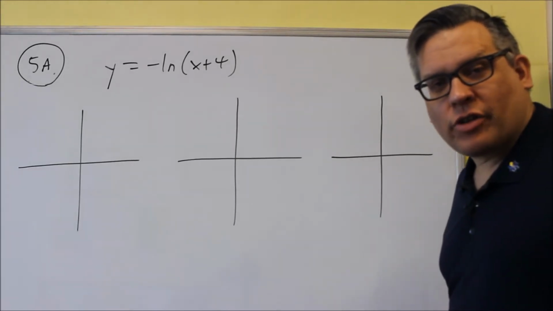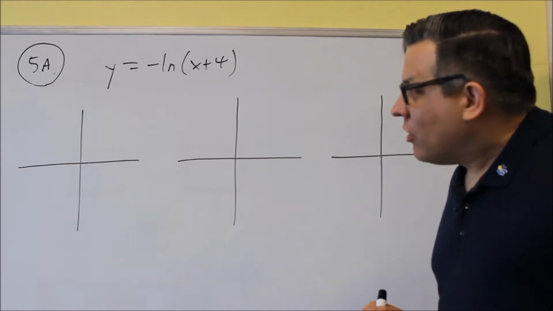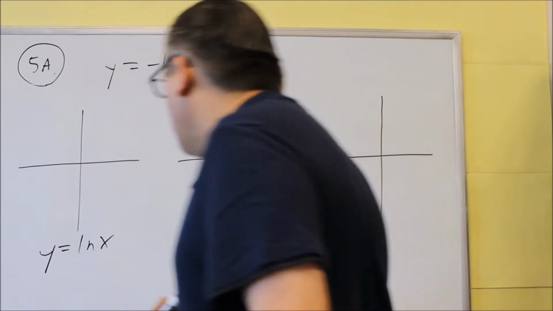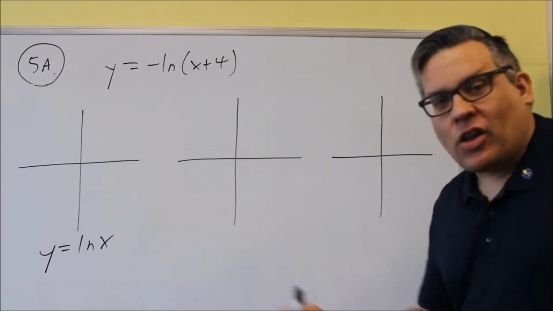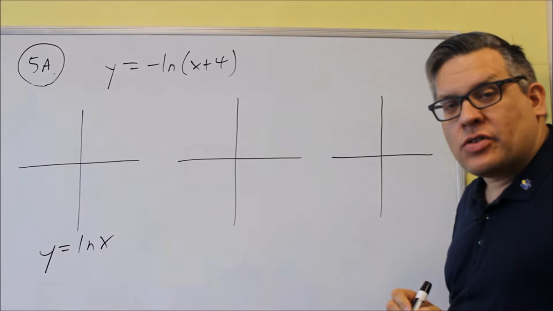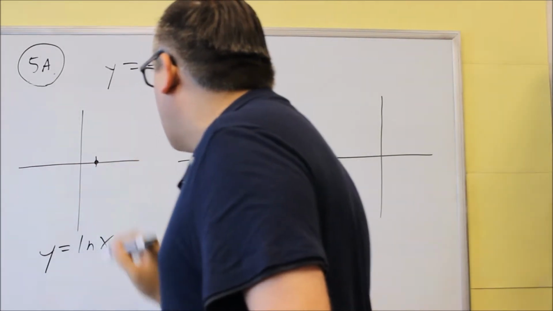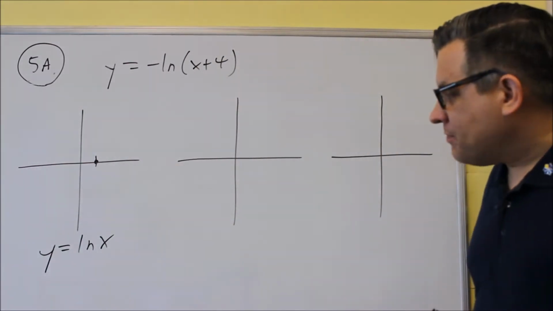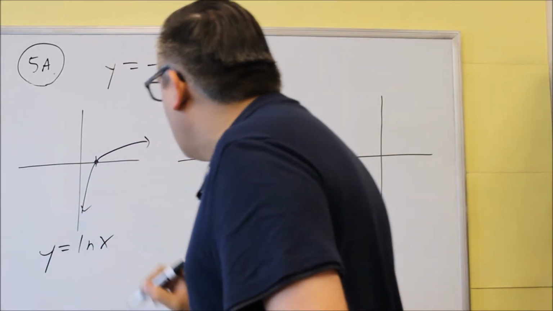Okay, 5a, we're going to use transformations with the natural log, and it says that we want to start with our base graph of natural log x. So that base graph is this one, y equals ln x. Now what I know about that is for the ln x graph, first of all, it has a vertical asymptote at 0. And what I also know about it is it has to cross the x-axis at 1.